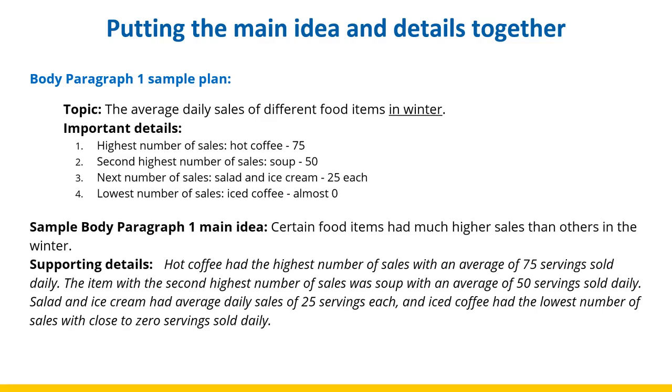Important details that I had was the highest number of sales, which was hot coffee, 75. Second highest number of sales, soup, 50. Next number of sales, salad and ice cream, they were about 25 each. And lowest number of sales, iced coffee, which was almost zero.